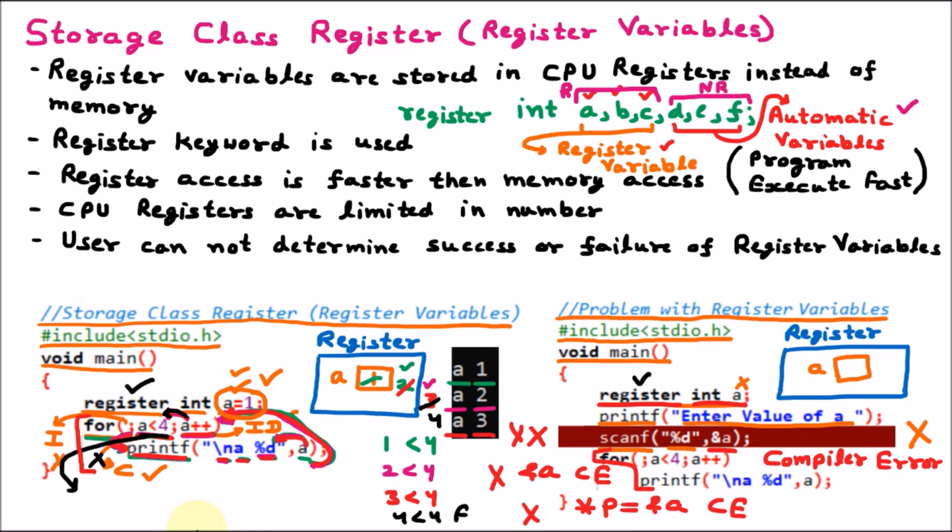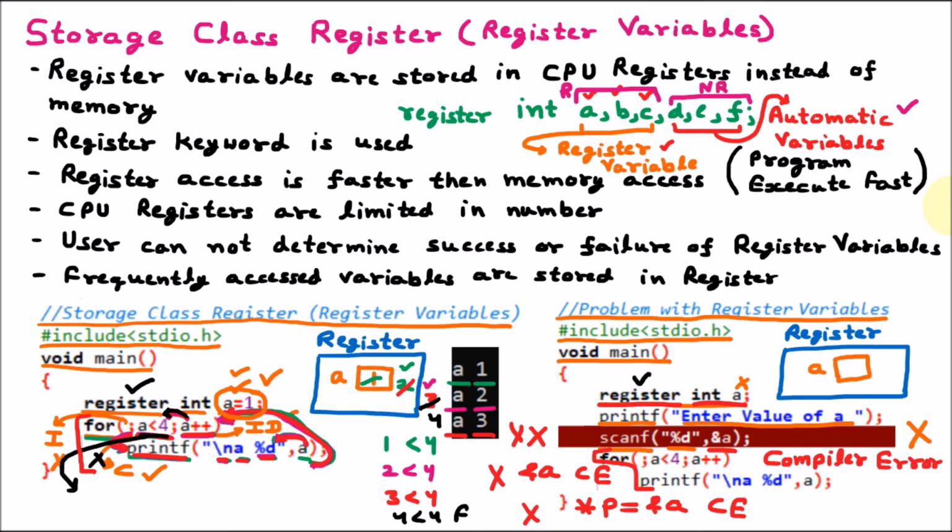Because the memory of registers is limited, only frequently accessed variables should be stored in registers. So here we have learned that register variables are variables which are stored in the CPU register instead of memory. That means they are not stored in the memory, they are stored in the CPU register. For register variables, we use the keyword register. Registers are faster than memory, so your program will execute much faster. And these CPU registers are limited in number, so we have to declare only a limited number of register variables.